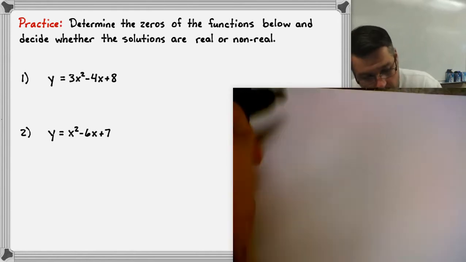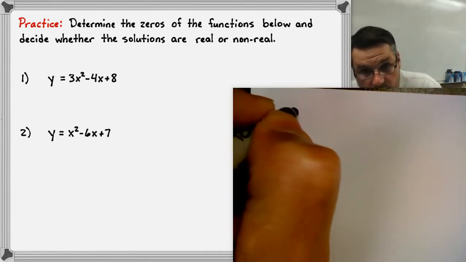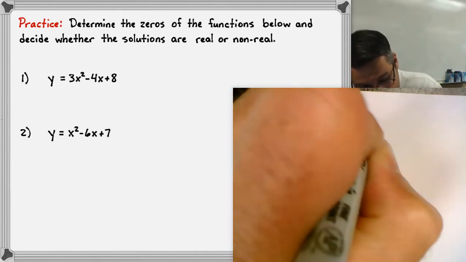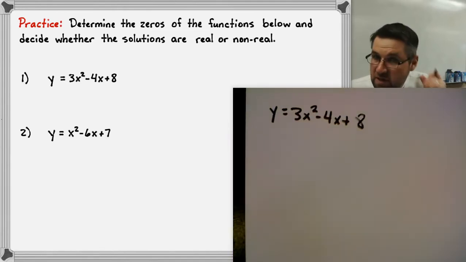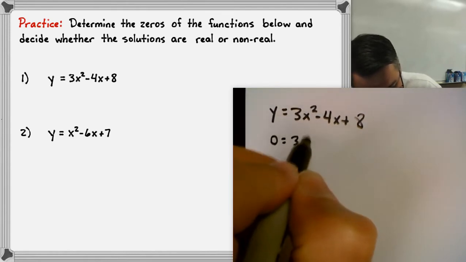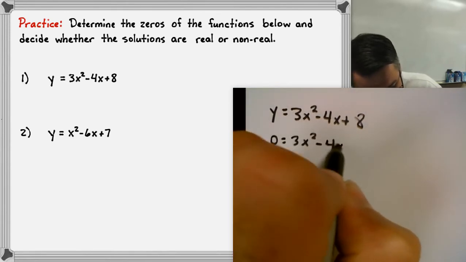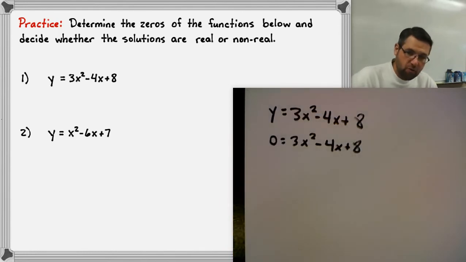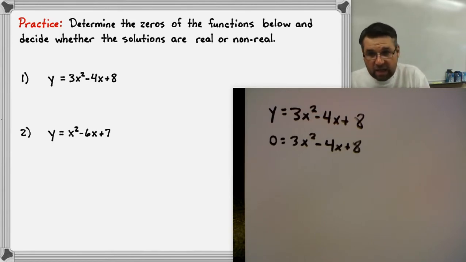All right, for number 1, we have y equals 3x squared minus 4x plus 8. And we are looking for the zeros, or we're looking for the x-intercepts. So we set y equal to 0, 3x squared minus 4x plus 8. Because we're doing practice with the quadratic formula, it makes sense that we should continue with the quadratic formula. But in reality, this one wouldn't be factorable either, okay?